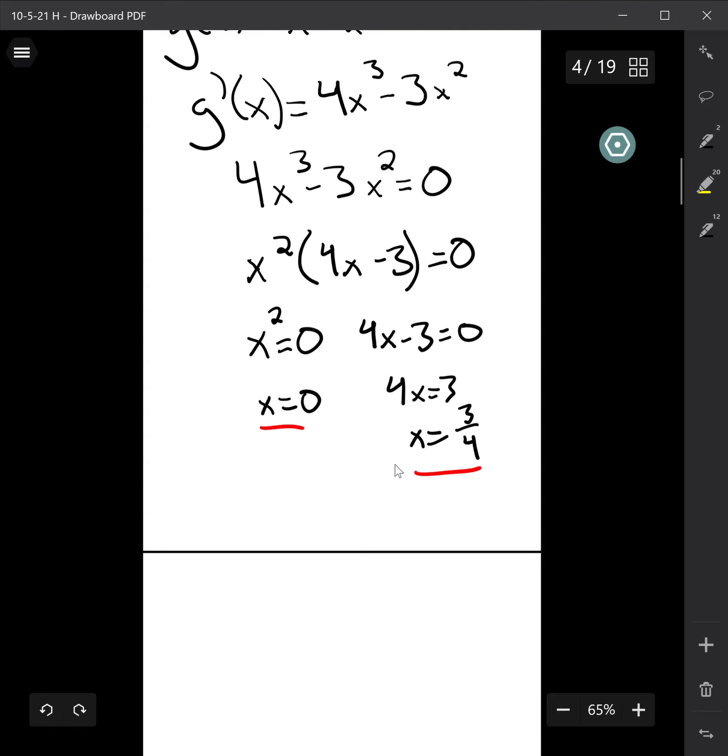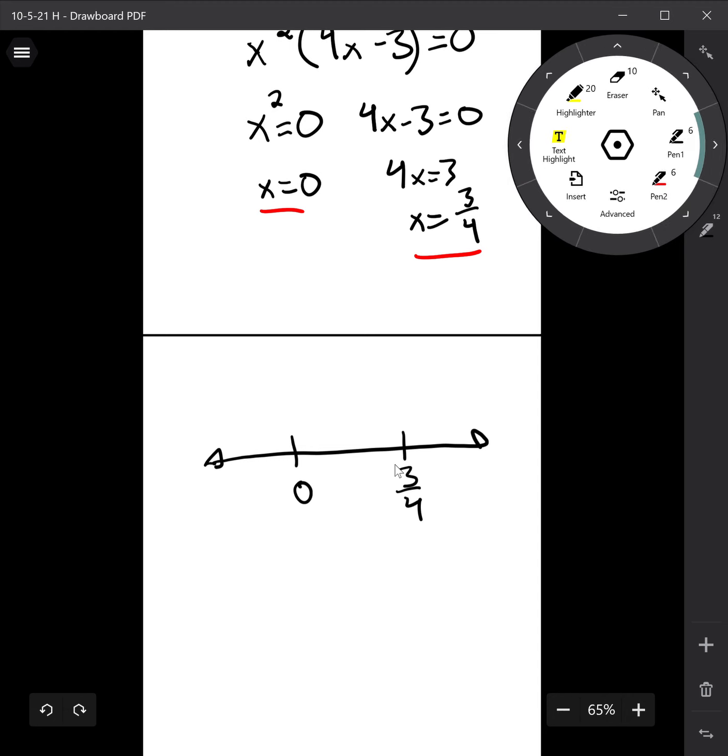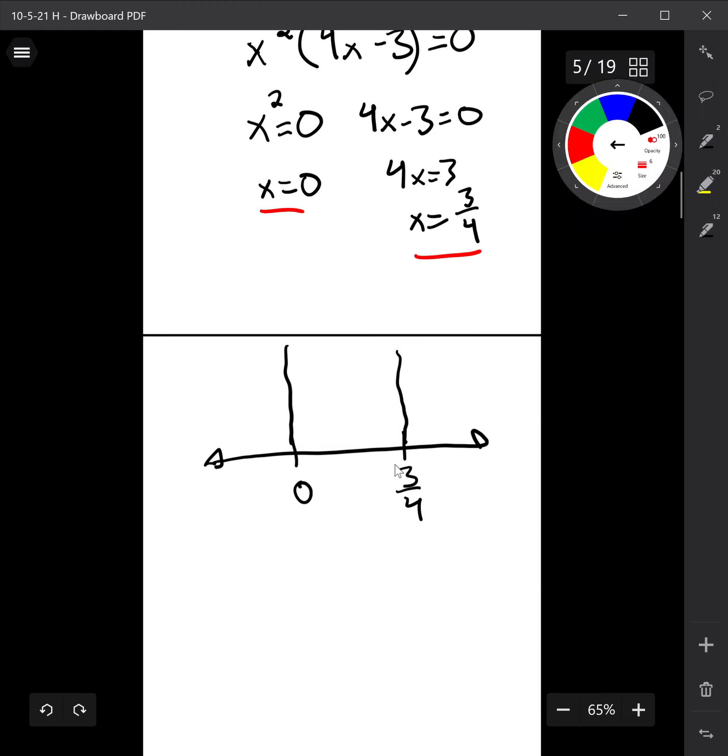What do I do with critical points? Well, I throw them on a number line. So make sure they are in the correct order. I'll throw 0 here and 3/4 here. Draw my little barriers. And then what am I going to do?